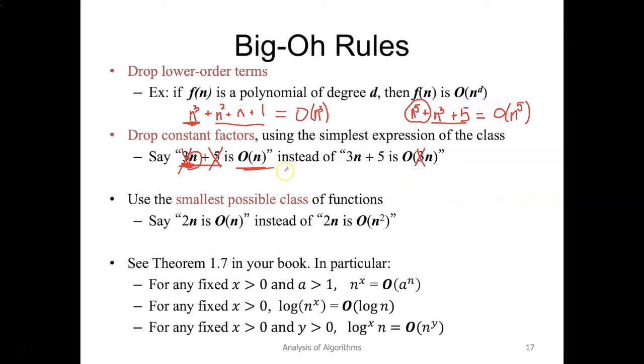If we had, let me give one other example here. Let's say we had 8n cubed plus 5n minus 40. So again, we get rid of these lower order terms. We drop this constant factor 8. This function, 8n cubed plus 5n minus 40, this function is big O of n cubed.